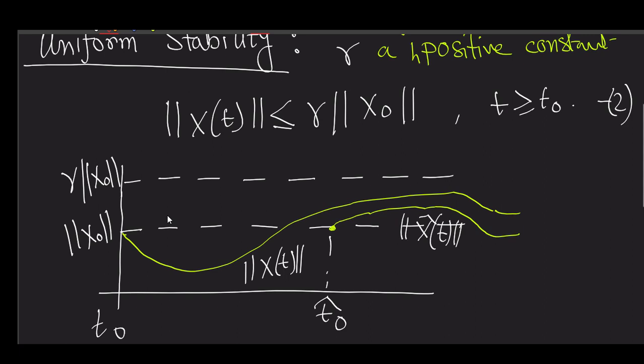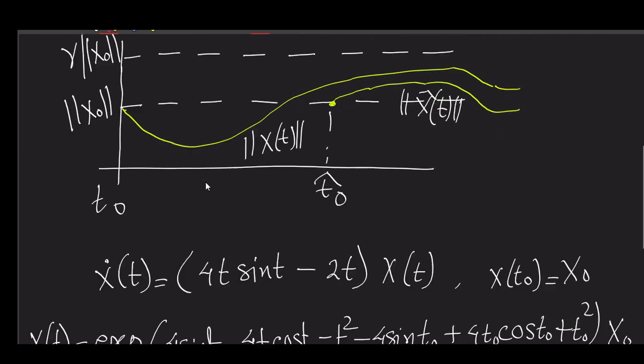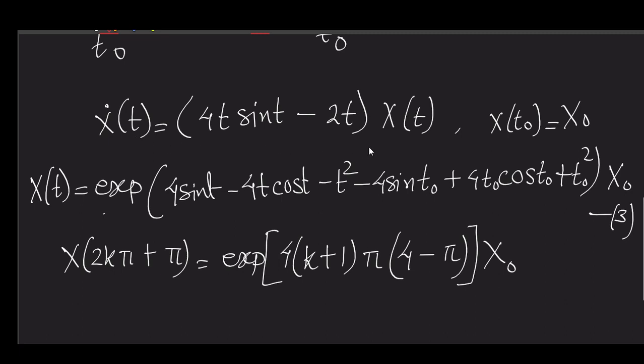So this is like, if you look for a non-uniform stability concept, then I would like to explain it with an equation like this one. This is a single variable case, so clearly this is our A(t). If you solve, you will get this one.